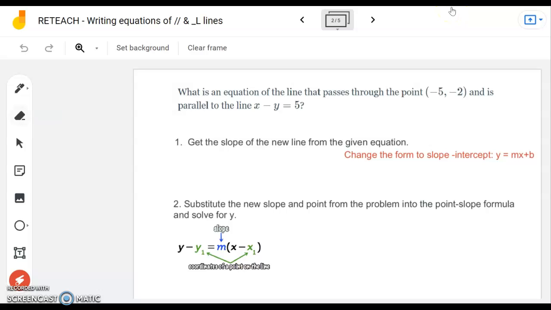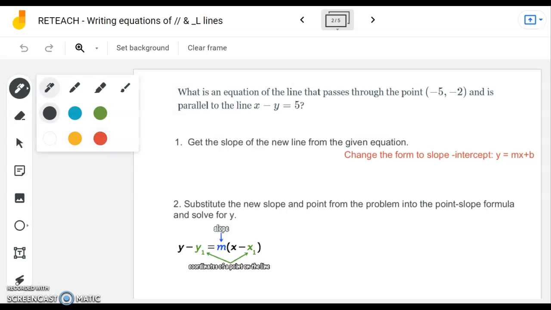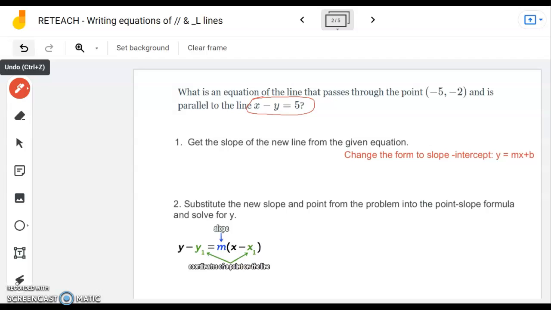What is the equation of the line that passes through the point -5, -2 and is parallel to the line x minus y equals 5? The first thing we want to do is get the slope of the new line from the given equation. My given equation is x minus y equals 5. It is not in slope-intercept form, not in y equals mx plus b, but I need to put it in y equals mx plus b. So I'm going to solve for y.